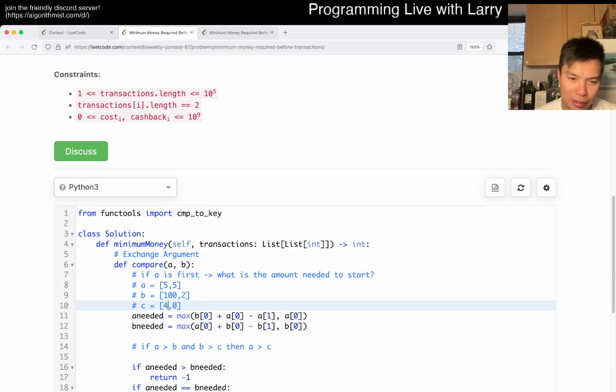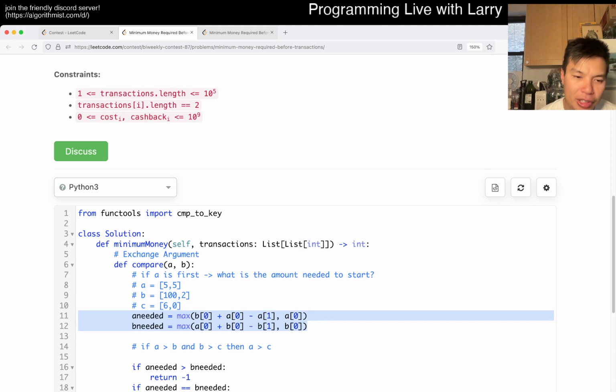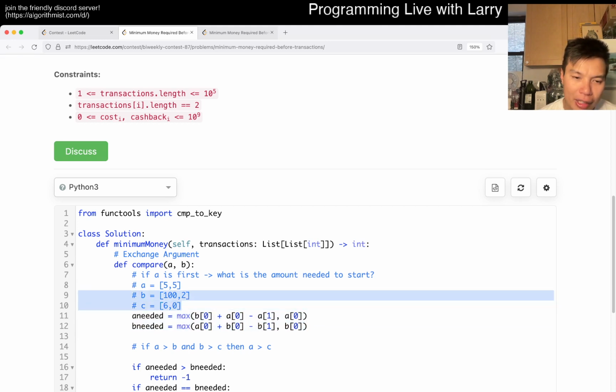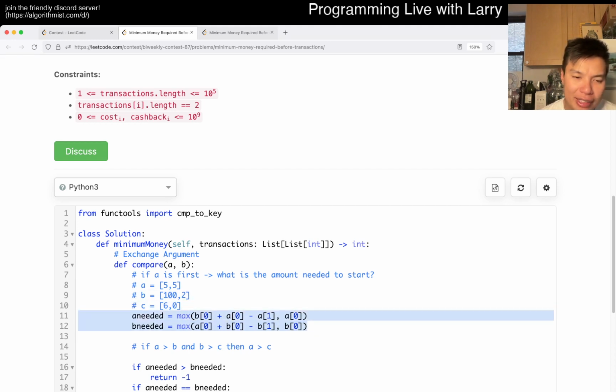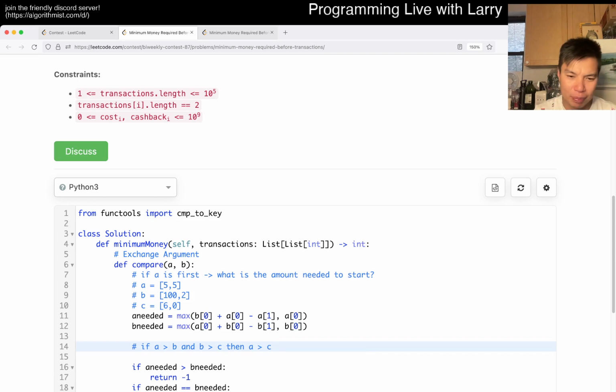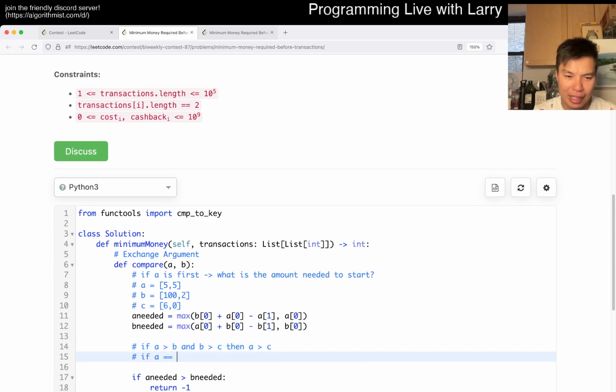Let's say 60. Okay. In this case, you could compare A to B. This A needed, B needed is going to be 100. This thing is also going to be 100. So now it thinks that A is equal to B and B is equal to C. Therefore, A is equal to C, right? So that's the other part of the transitive thing that I actually left out.